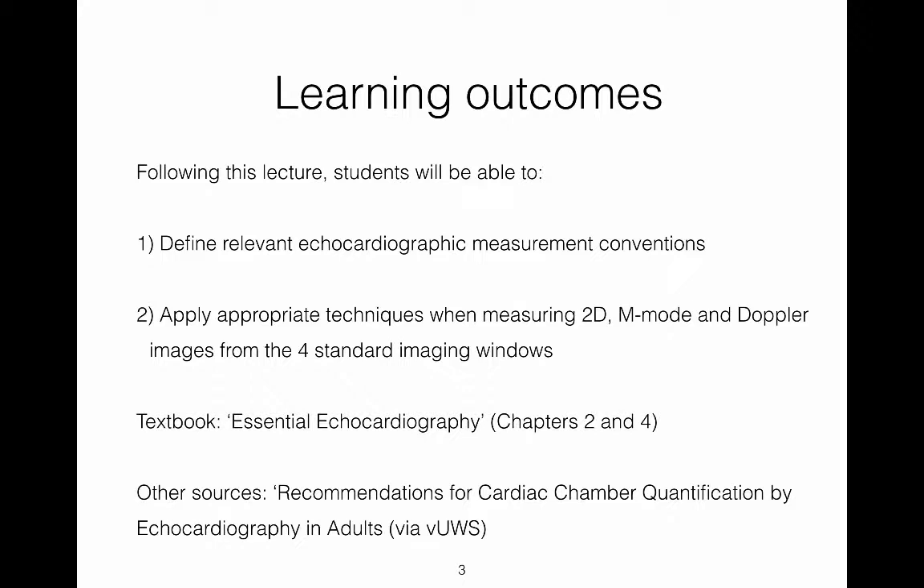Another important source of information is available via Views. It is the 2015 recommendations for cardiac chamber quantification by echocardiography in adults, which is a recommendation endorsed by both the American Society of Echocardiography and the European Association of Cardiovascular Imaging.